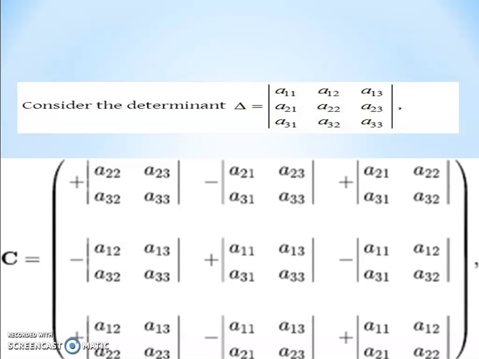You must remember the position: the first indicates the row position, the second indicates the column position. Today's lecture depends totally on the cofactors and determinant order. So today's lecture is over.